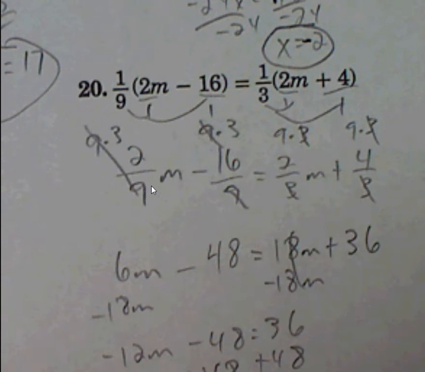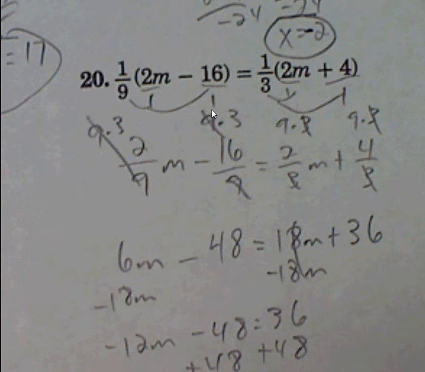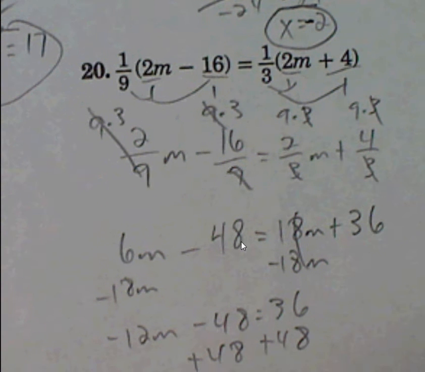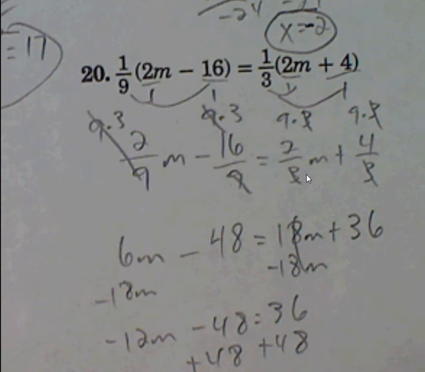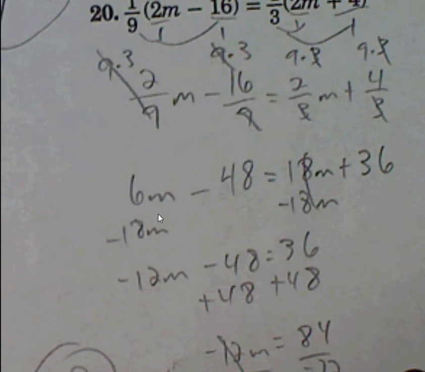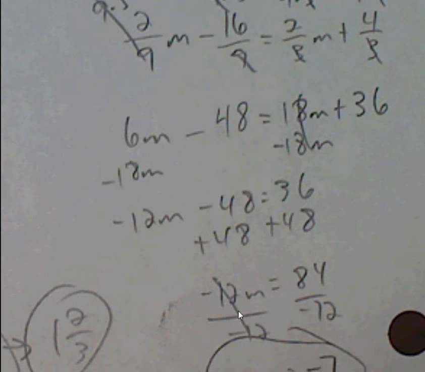My 9's cancel, so I'm left with 6m. My 9's cancel, so I'm left with negative 16 times 3 is negative 48. My 3's cancel, so 9 times 2 is 18m. My 3's cancel, so 9 times 4 is 36. Get my variables to the same side, so I brought my 18m over, so minus 18m, minus 18m. Negative 12m minus 48 equals 36. Add 48 to both sides, divide by negative 12, and I get m equals negative 7.